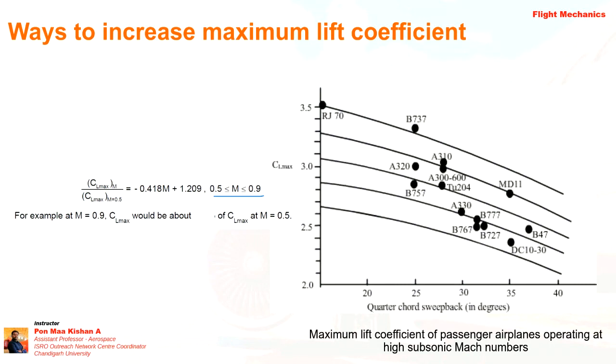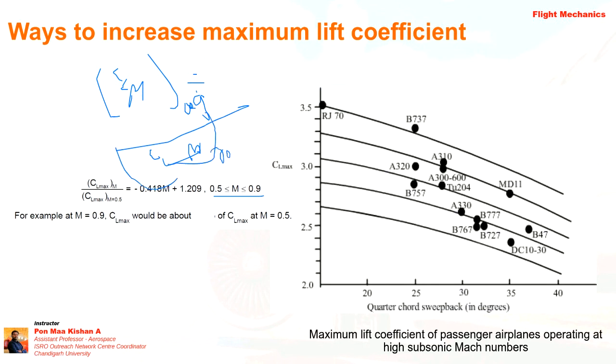So right now you have to calculate CL max of 0.9, when the aircraft is flying with a Mach number of 0.9, right? So divided by CL maximum at 0.5. Sorry, my stylus is not working. I'm just using my mouse for writing this equation. So here you can see the graph as well as that equation once.